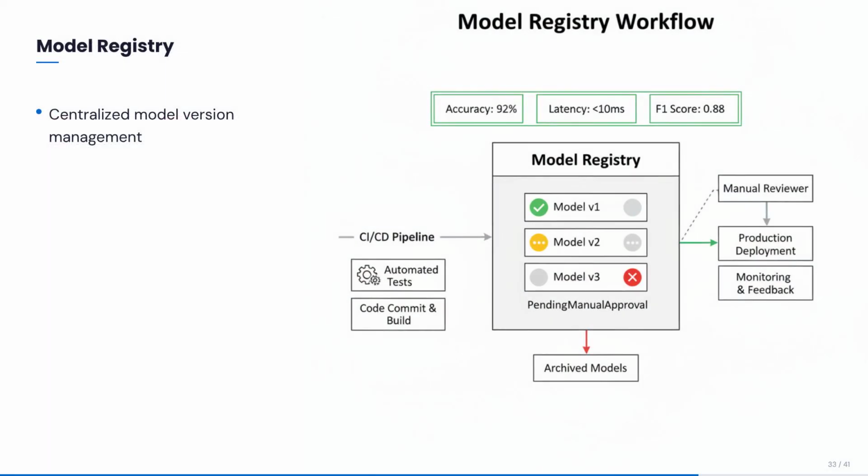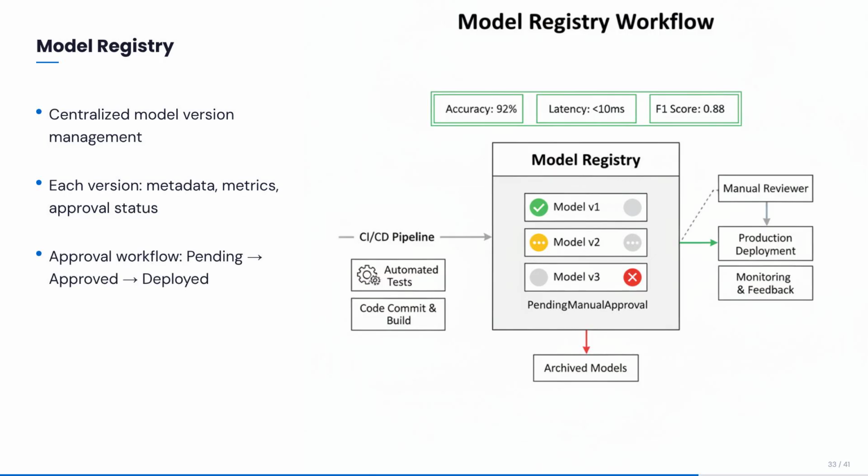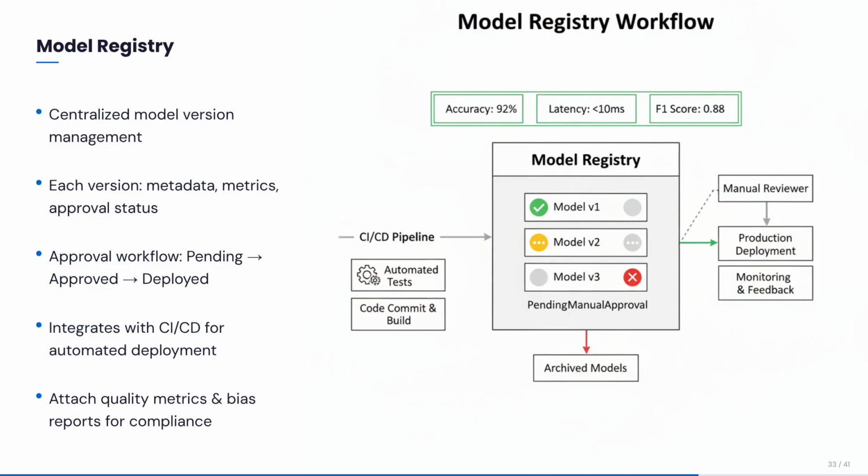The model registry provides centralized model version management. Each model package group holds multiple versions of a model. Every version includes metadata, evaluation metrics, and approval status. The approval workflow supports pending manual approval, approved, and rejected states. This integrates with CI/CD pipelines for automated deployment on approval. You can attach model quality metrics and bias reports for compliance.